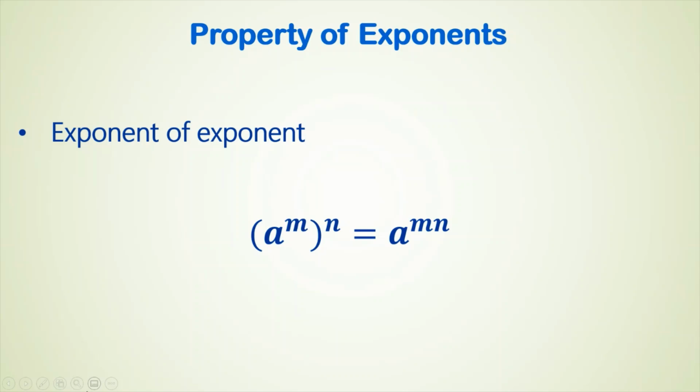Now let's look at our second property, the exponent of exponent. It says that a to the m raised to the nth power is equal to a to the power of m times n. Again, let's keep this in mind and let's look at some examples.